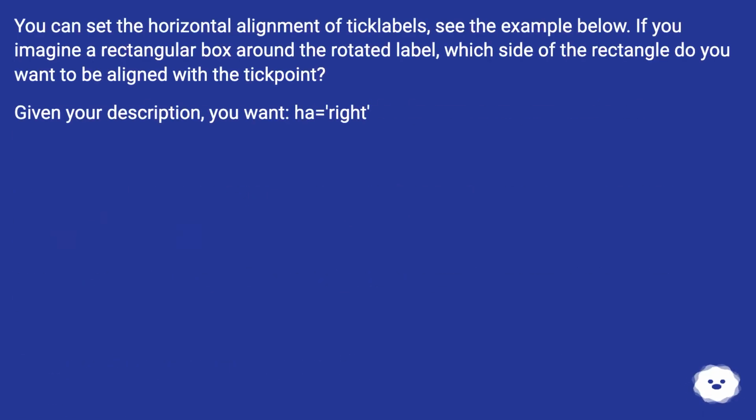You can set the horizontal alignment of xticklabels. See the example below. If you imagine a rectangular box around the rotated label, which side of the rectangle do you want to be aligned with the tick point? Given your description, you want ha equals right.